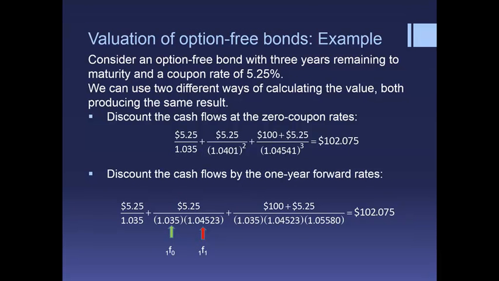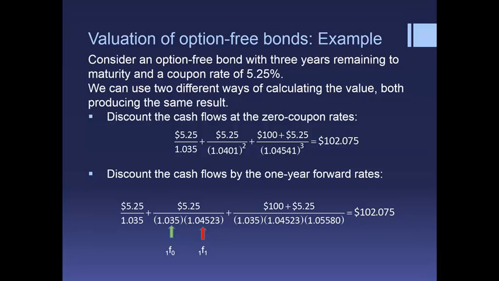When we value the option-free bonds, we can do it using the cash flows as zero coupon rates, and this is the basis of the spot rate curve. So we would discount each cash flow at the appropriate spot rate for the appropriate periods. Or equivalently, we could discount the cash flows by the forward rates, in which case we would look at the different forward rates and compound them in the denominator.